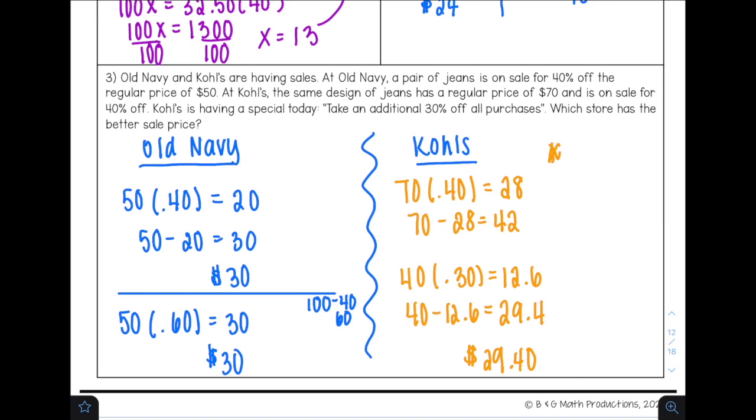So Kohl's would be cheaper, or they would have the better sale price because it's cheaper by 60 cents.